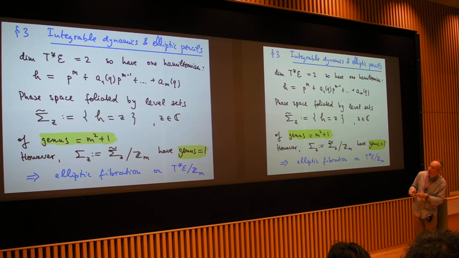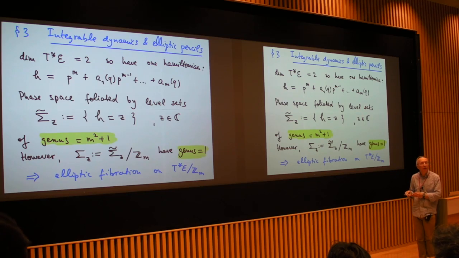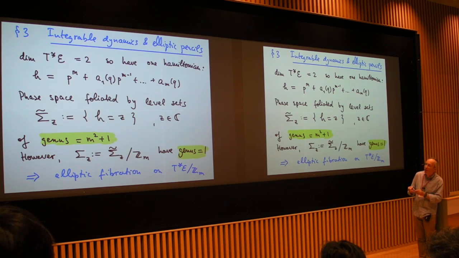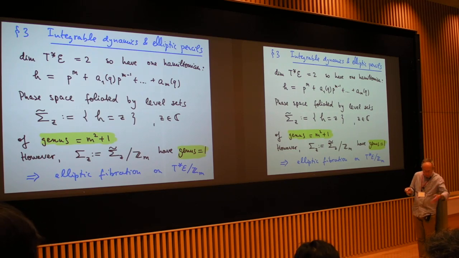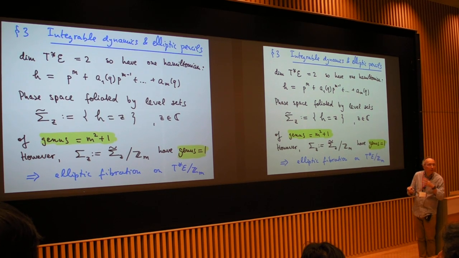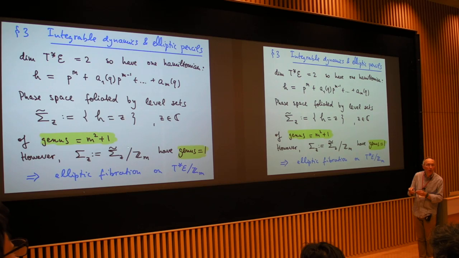Now we can look a little bit more into the geometry of this fibration. So we have a fibration by these level surfaces of the Hamiltonian, or in the dual terms, we also have a fibration by level surfaces of H check, like in the previous slide. So once again, the phase space is two-dimensional. We have one Hamiltonian, so level surfaces are just complex curves. And if you calculate the genus using Riemann-Hurwitz, you find that the genus is m squared plus 1. So it's not what you expect. You want an elliptic fibration, right? So if m, for instance, is 6, and even if m is 2, you get genus 5. Of course, the answer is that you need to take into account the symmetry. You need to take the quotient by Z_m. And the quotient by Z_m then will be an elliptic curve of genus 1. So that's how you get an elliptic fibration on this space.